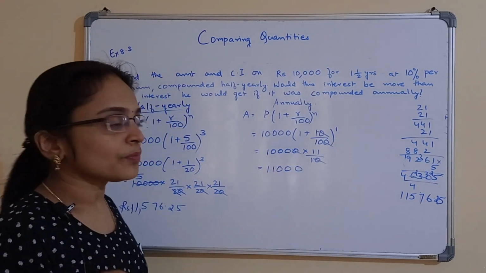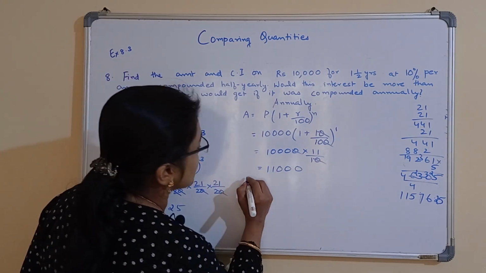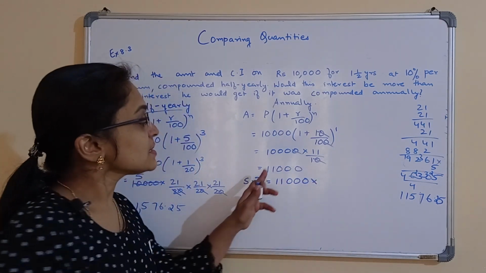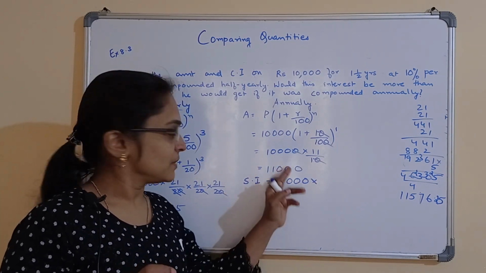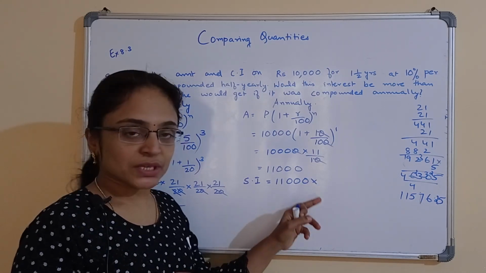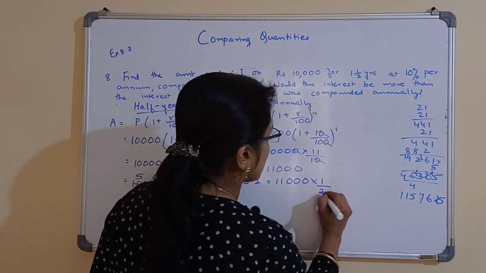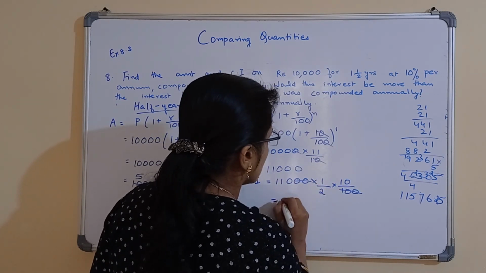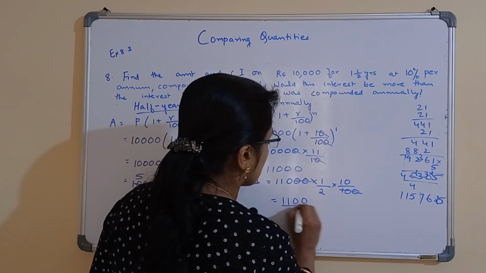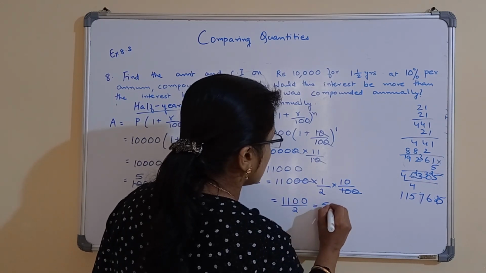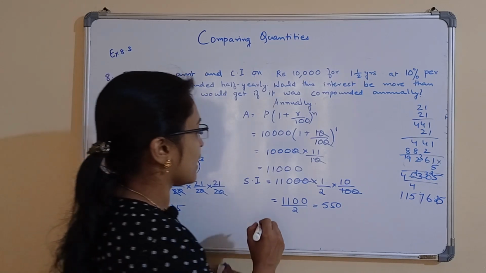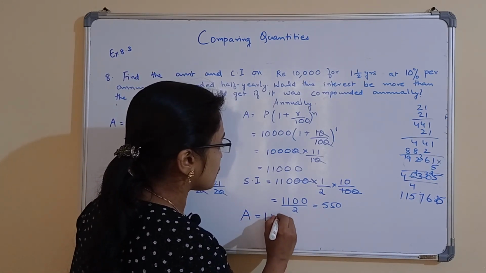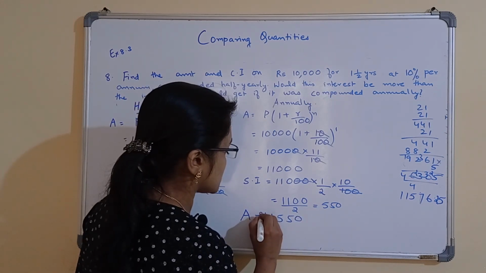Right? Now the simple interest for half year: SI is equal to 11000 into N, which is half, into R by 100. The amount 11000 will become the principal for simple interest. So this is equal to 1100 by 2, which is 550. So adding this, the amount will become 11550 rupees.